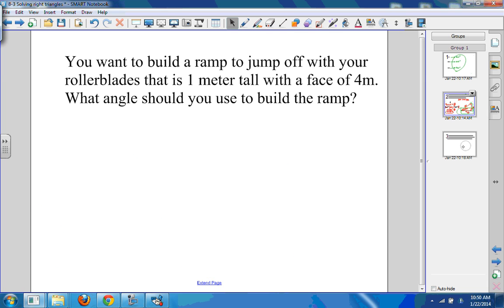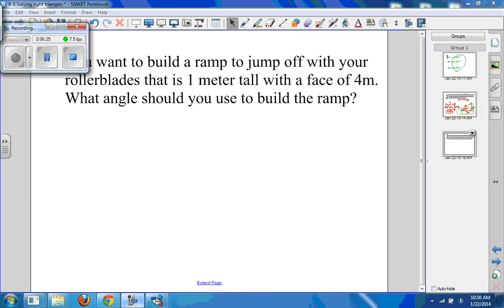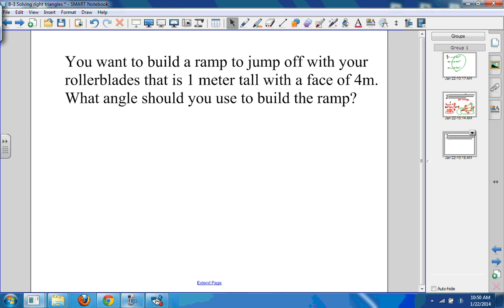All right, the next problem we're going to look at is here. It says you want to build a ramp to jump off with your rollerblades that is 1 meter tall with a face of 4 meters. What angle should you use to build the ramp? When I was a kid, I used to rollerblade a lot and jump off a lot of ramps. I was pretty good at making them.